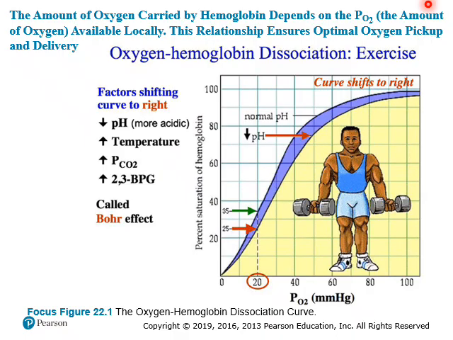They occur in systemic capillaries. They enhance oxygen unloading. They cause a shift in the oxygen dissociation curve. Take a look at this curve to the right. All of this is causing the dissociation curve to shift to the right.